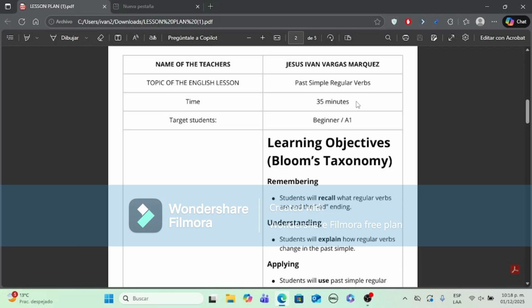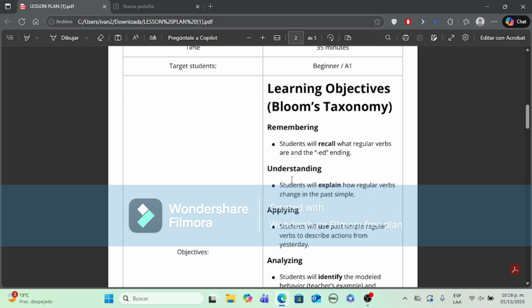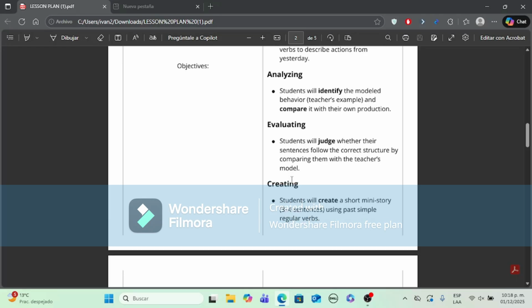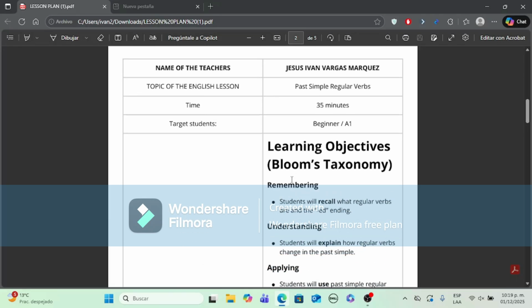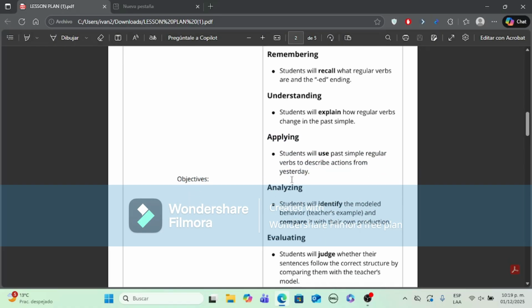Additionally, the entire lesson plan is structured using Bloom's taxonomy, especially the six cognitive stages: remembering, understanding, applying, analyzing, evaluating, and creating. For this lesson, the learning objective is for students to recognize, understand, and correctly use regular verbs in the past simple tense. Throughout the lesson, I will be the main model, meaning that students will learn through observing my behavior, imitating the patterns I demonstrate, and gradually producing their own original content.